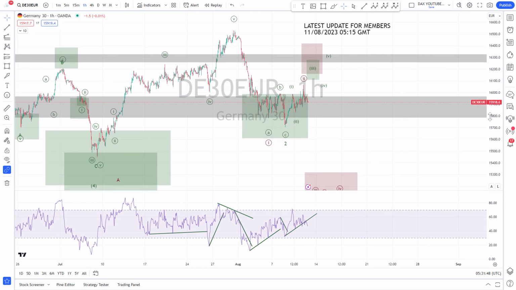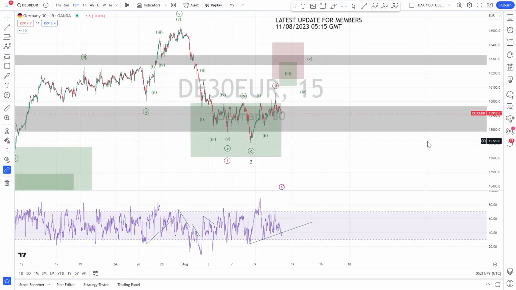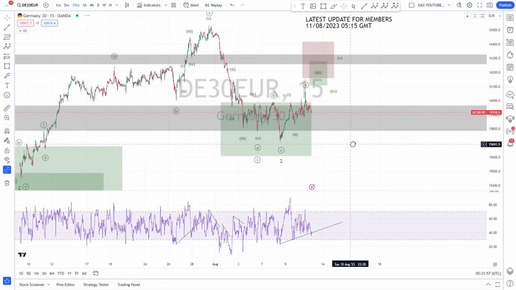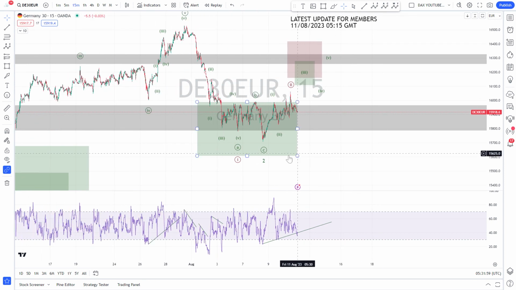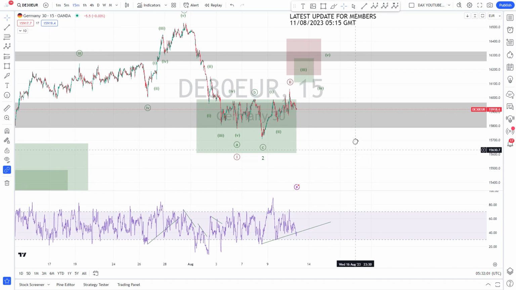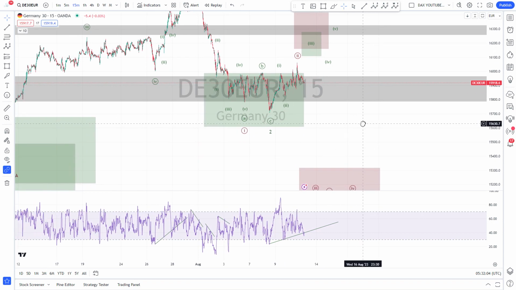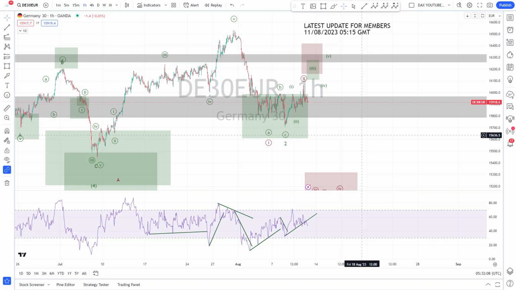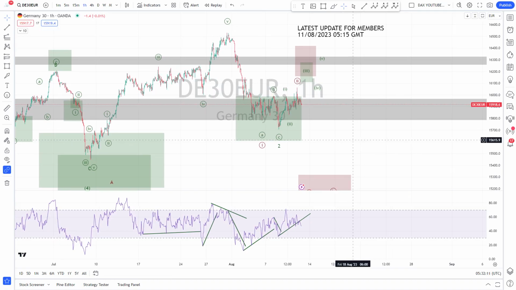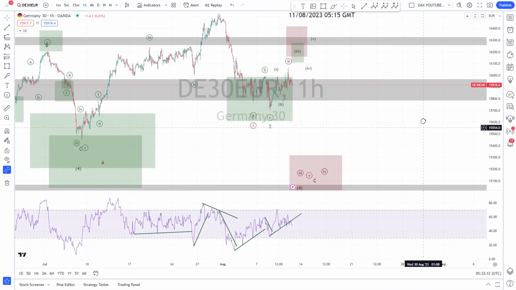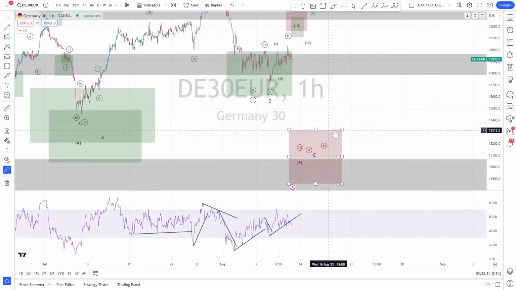So let's see. Can we see something more in the 15 minutes? I think I covered nothing new here, so let's stick with 1 hour. So, trading ideas for today. If the bearish scenario plays out, this is the area I'm looking for to buy again.